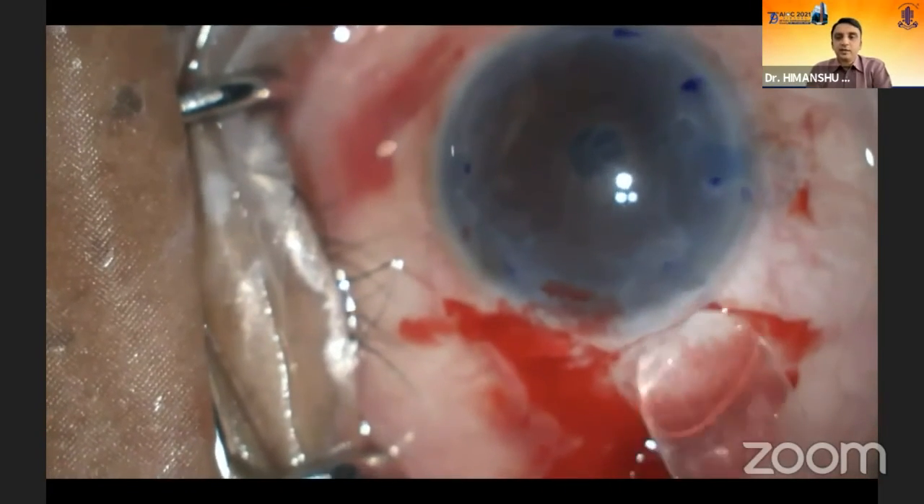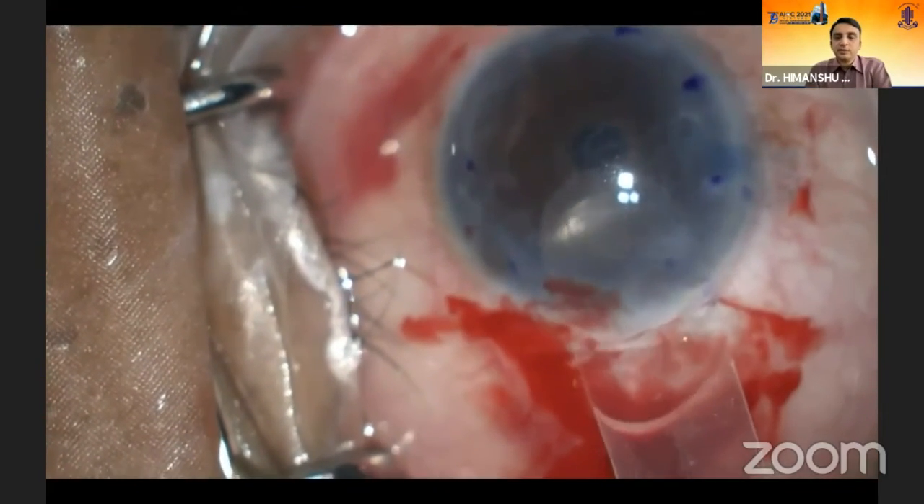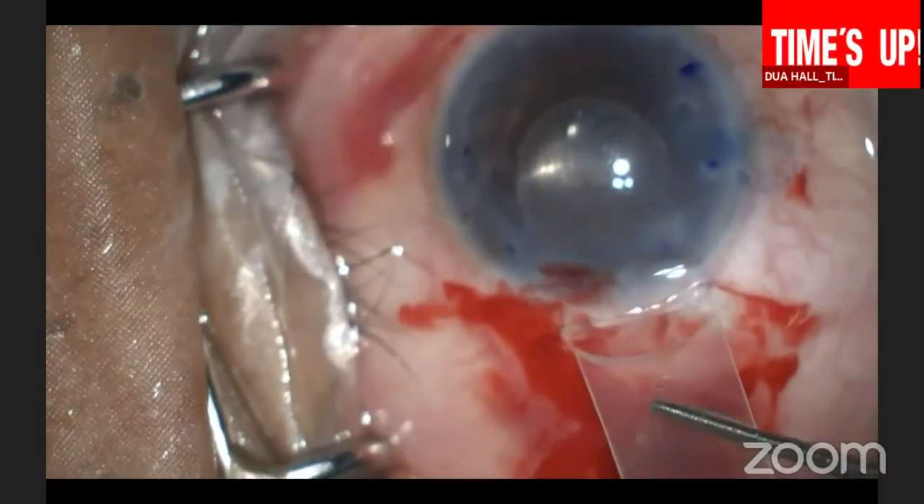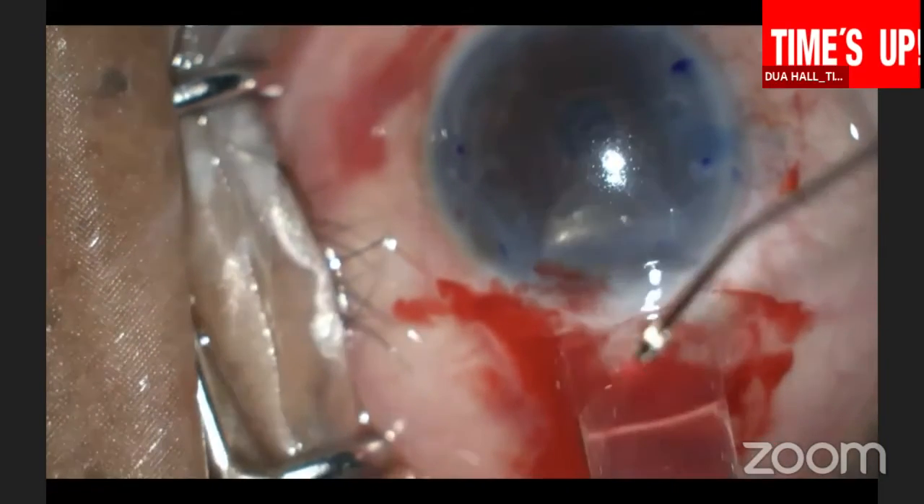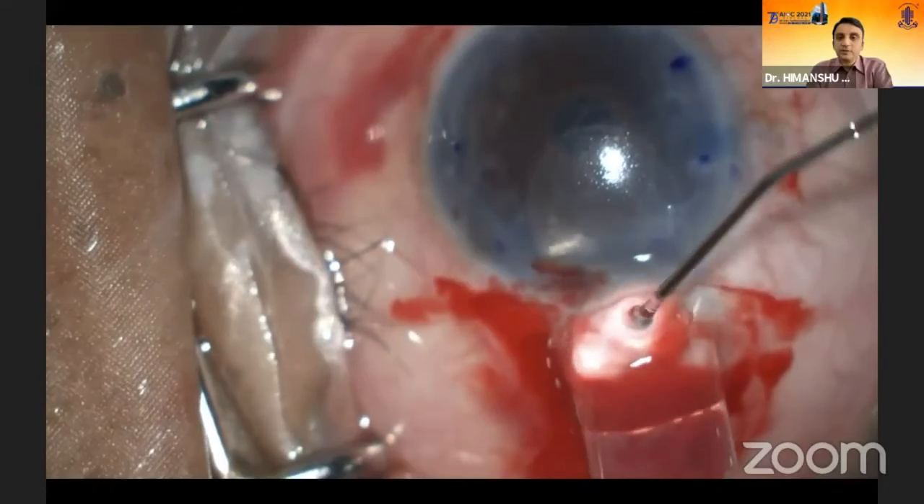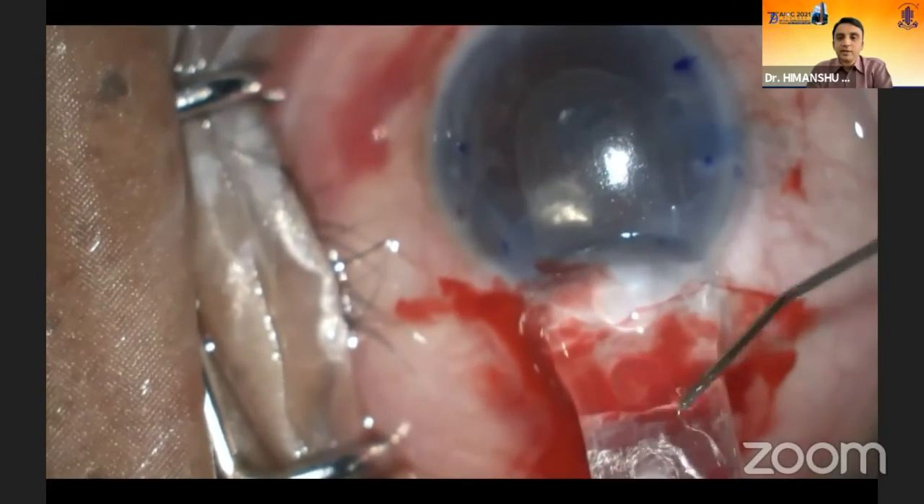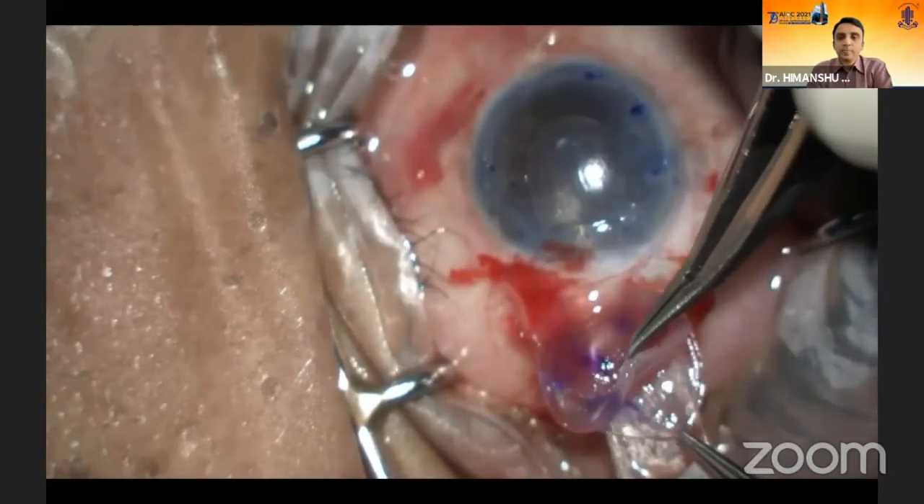The pushing technique using sheet and sheet glide also is a very simple technique, where on top of it, we put a cohesive viscoelastic agent, and on that we put the tissue.